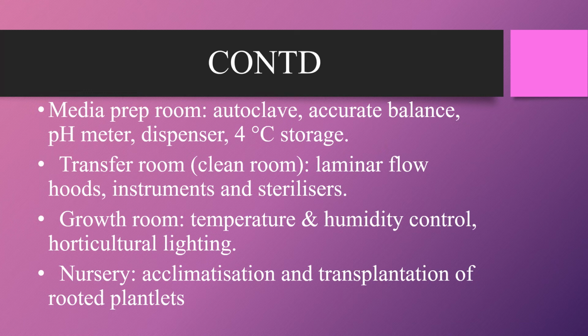And for the nursery, acclimatization and transplantation of rooted plantlets, we'll do first with inverted beakers in order to reduce the rate of transpiration, but photosynthesis will be allowed first in the diffuse light, then in the bright sunlight, and ultimately hardening, and then we'll allow them to grow in the field.